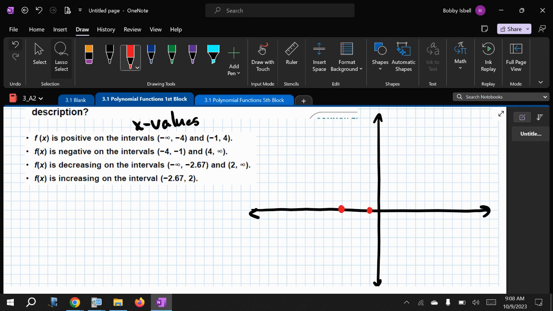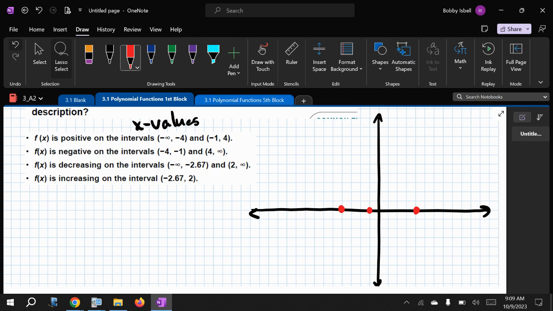So the first line says it's positive over the interval from negative infinity to negative 4. And then it must dip down below here and get back up to positive from negative 1 all the way to 4. So I got another x-intercept right there. F of x is negative from negative 4 to negative 1. So that's a little loop down here. And from 4 to infinity, so that's down here. Notice I haven't drawn the connecting pieces yet because I got all this other information here.